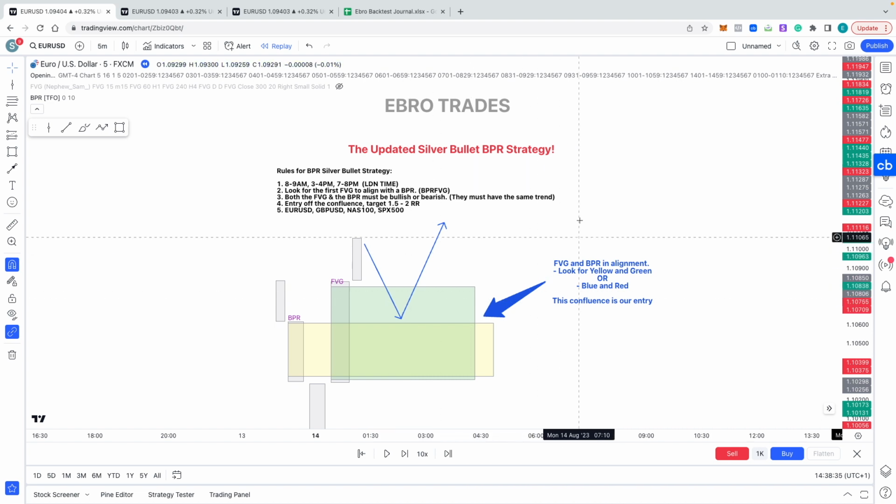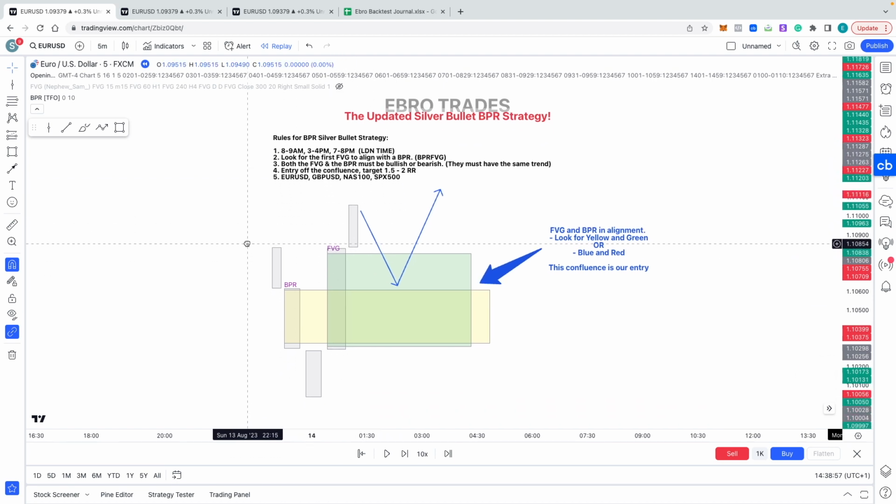So it's pretty simple. Now looking over here, standard silver bullet hours, we're looking to trade this strategy within. This is London time, by the way: 8 to 9 a.m., 3 to 4 p.m., 7 to 8 p.m. 8 to 9 a.m. is the London session, London Open. 3 to 4 p.m. is the New York AM, and 7 to 8 p.m. is the New York PM.